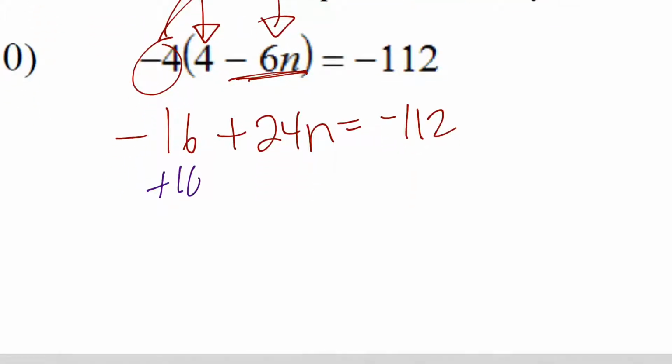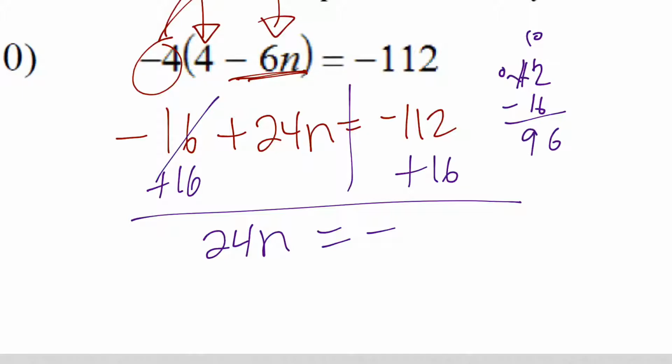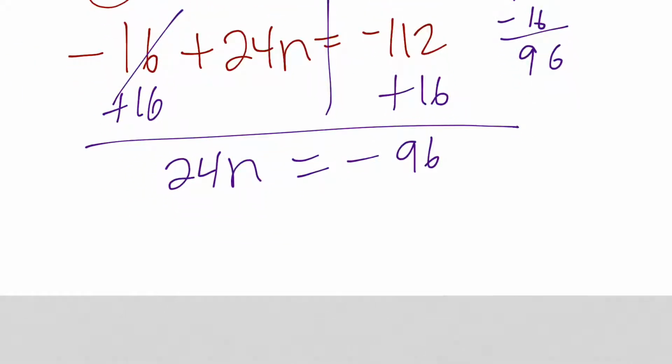Add 16 to both sides of your equal sign. So now I get 24n equals negative 112 minus 16, because they're different signs. This becomes a 0, this becomes a 12, then this becomes a 0, it becomes a 96. Divide both sides by 24 because the opposite of multiplying by 24 is to divide.